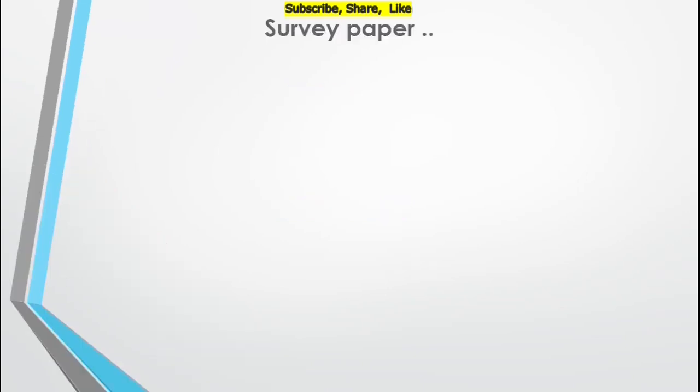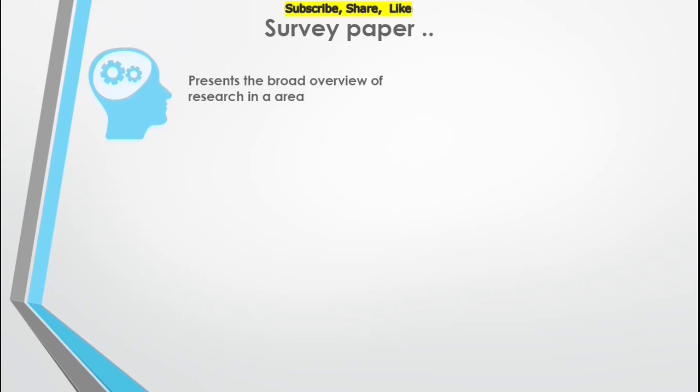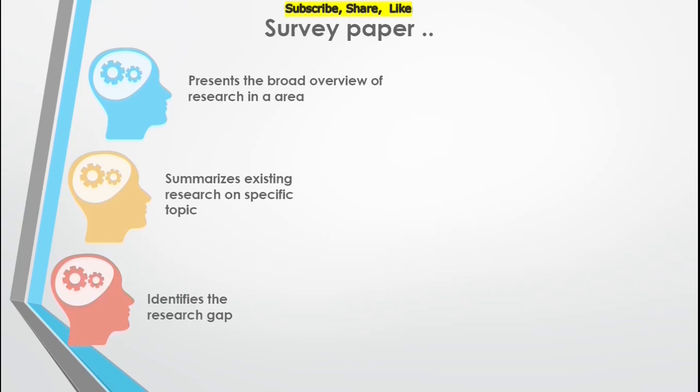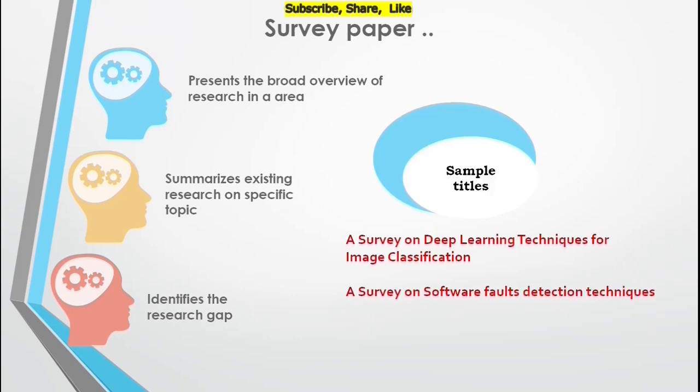What is a survey paper? A survey paper presents a broad overview of research in a specific area. It summarizes existing work done by other researchers on a chosen topic. One of its key goals is to identify research gaps, areas that have not been fully explored yet.